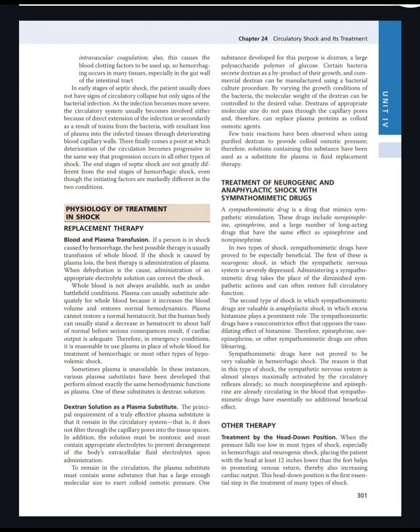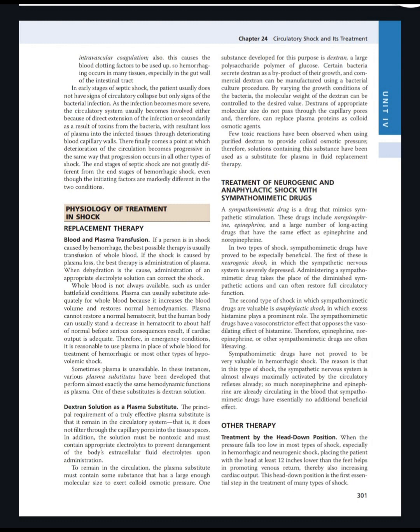Now, last thing, the physiology of treatment in shock. Blood and plasma transfusion. If a person is in shock caused by hemorrhage, the best possible therapy is usually transfusion of whole blood. If the shock is caused by plasma loss, the best therapy is the administration of plasma. When dehydration is the cause, administration of an appropriate electrolyte solution can correct the shock. Whole blood is not always available, such as under battlefield conditions. Plasma can usually substitute adequately for whole blood because it increases the blood volume and restores normal hemodynamics.